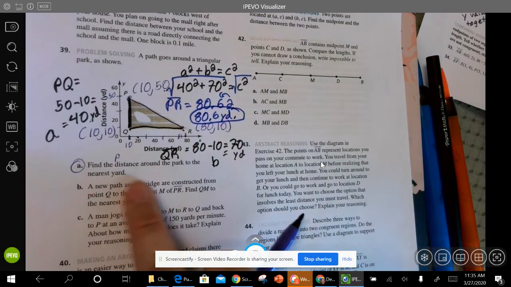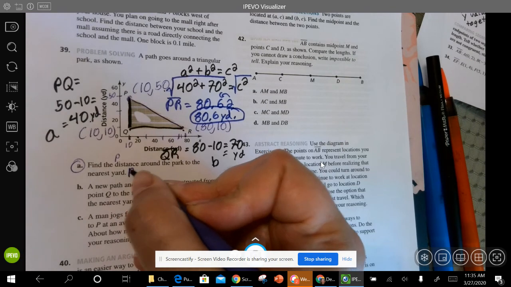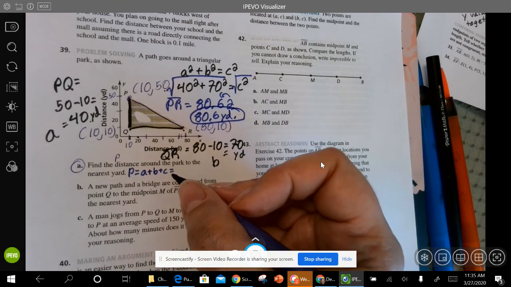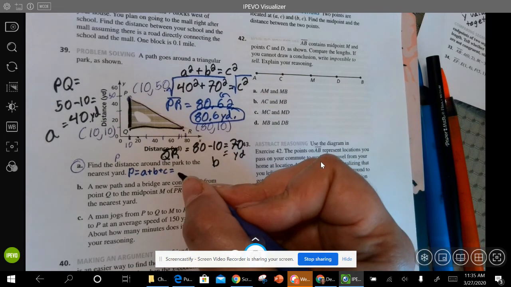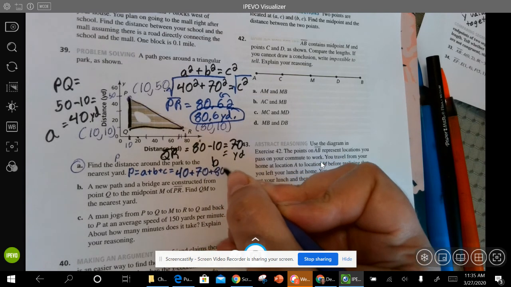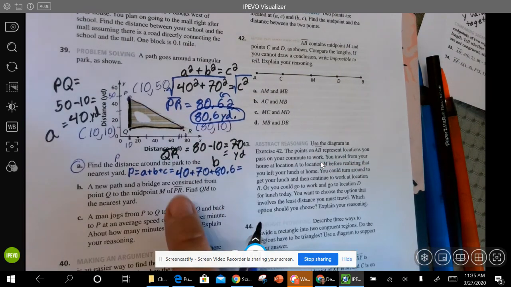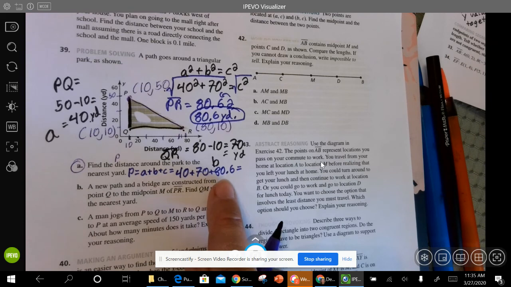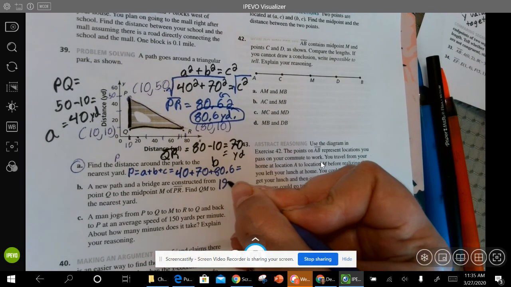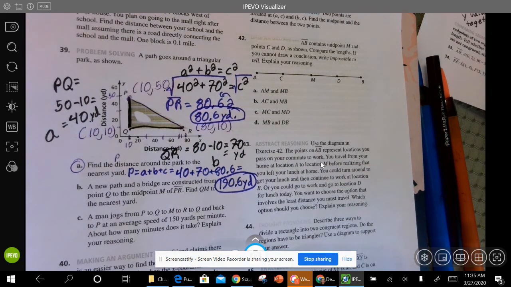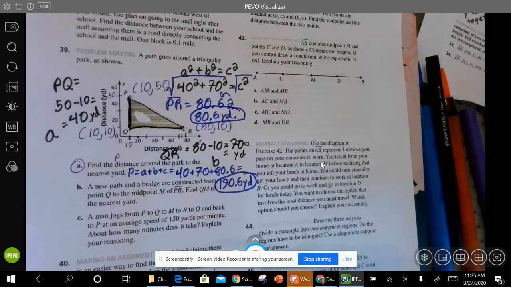So if we want to know the distance around the park, everybody, that means we have to add them all up. So A plus B plus C. So A, B, C. Easy as 1, 2, 3. So we're going to add them up. So 40 plus 70 plus 80. Okay, so that's 40 plus 70 is 110. Plus 80 is 190 and 6/10 yards. So we found our perimeter. Okay, you got this, everybody.